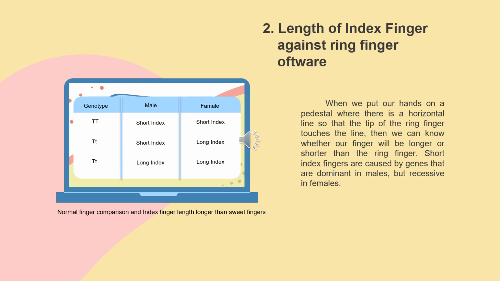Now we can see the comparison between a normal finger and an index finger longer than the ring finger. The genotypes are: T capital T capital, male short index, female short index; T capital t lowercase, male short index, female long index; t lowercase t lowercase, male long index, female long index.